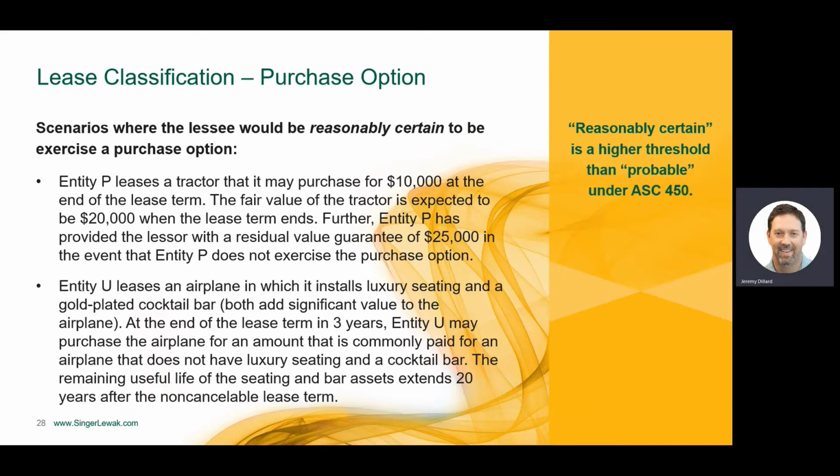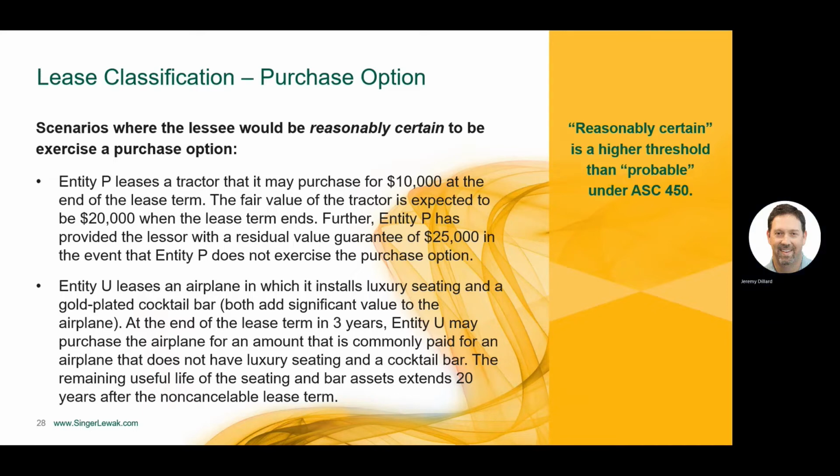In the first scenario, Entity P leases a tractor that requires a residual value guarantee of $25,000 for an asset with a purchase option to pay the fair value of $20,000. As Entity P would be reasonably certain to avoid paying the extra $5,000, the lease would be classified as a finance lease.